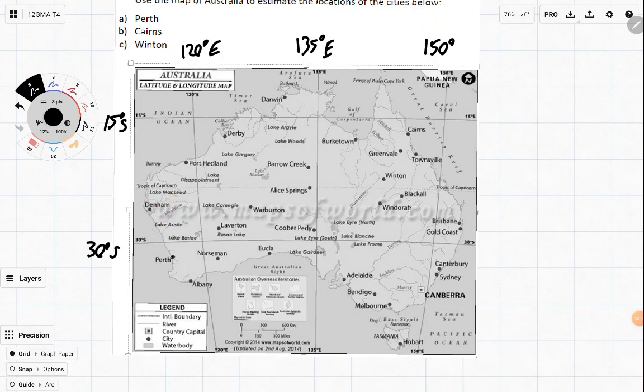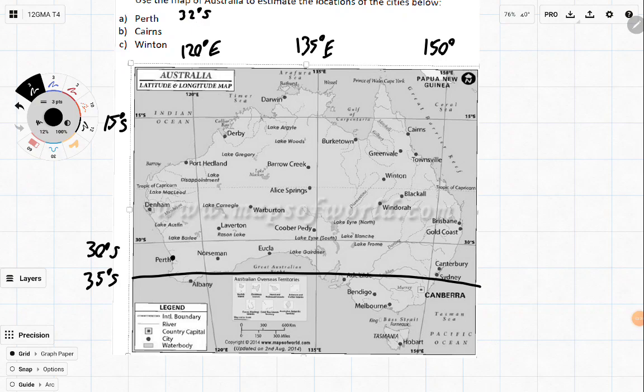So the next line would probably be around here, and that would be the 35 degree south line. It means it's in between the 30 and the 35. Let's call it 32 degrees south.